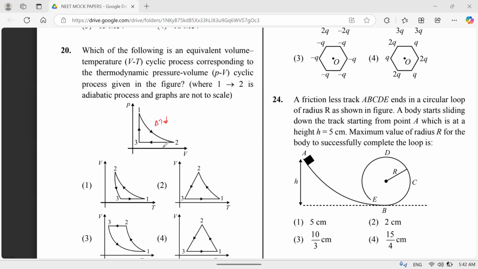Now see here, 2 to 3 pressure is constant, so volume should be constant for this one. Then from 3 to 1, volume is constant, an isochoric process in which pressure will be constant. Now you should choose a graph with these conditions, volume versus temperature. From 1 to 2, temperature is decreasing in all the options.